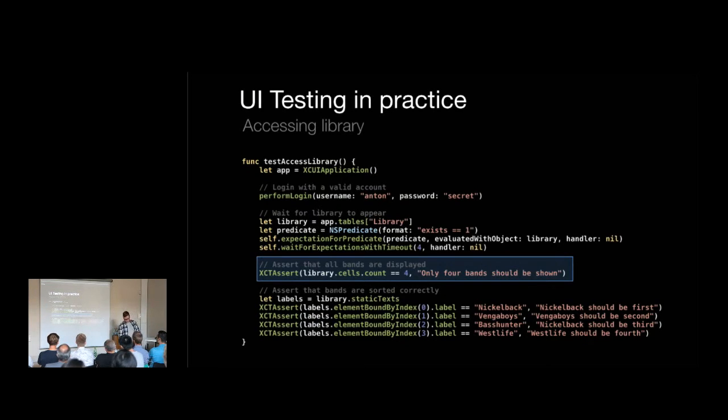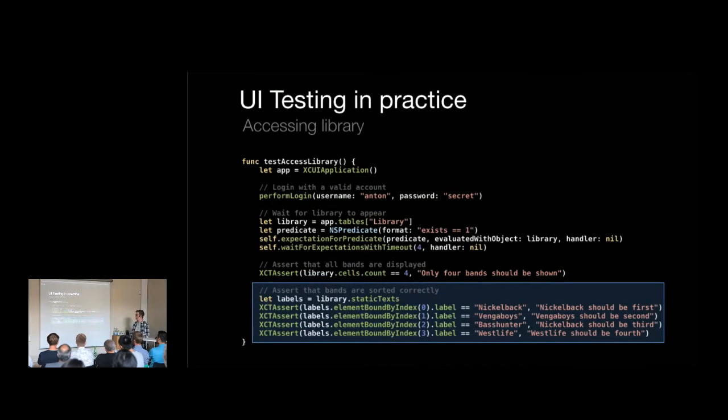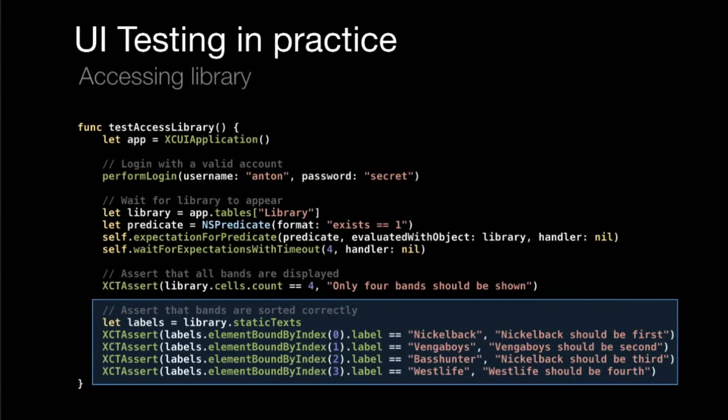And then, as you see in the next assertions I do in my test, we can assert that the things we have on the screen are actually what I expect them to be. So I look inside the library and make sure that the first label is going to be Nickelback, then the second label is going to be Venga Voice, because it would be horrible if we had Venga Voice before Nickelback in our application. So now we can run this test and see what happens.